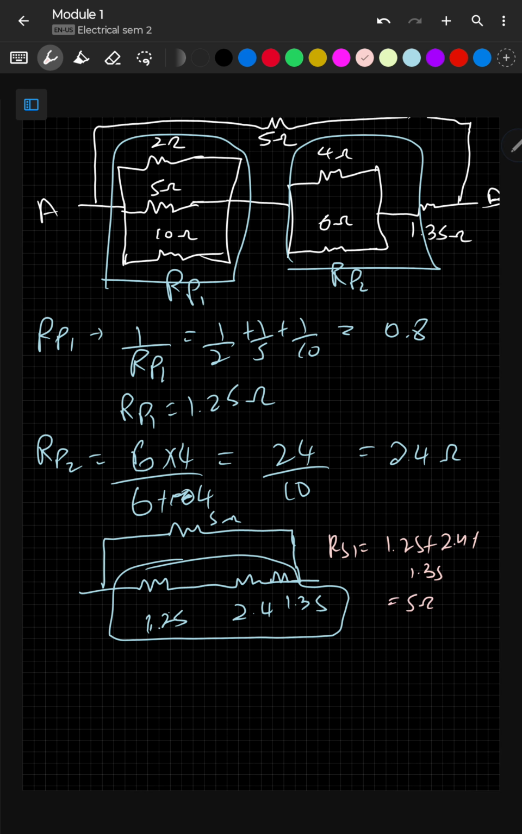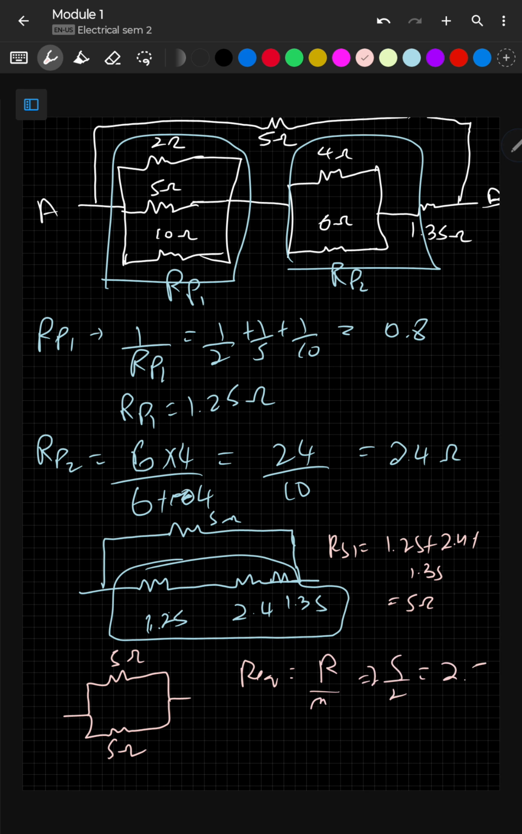Now let's redraw it again. 5 ohm and 5 ohm. So now either you can use an equivalent resistor for resistors in parallel, or you can use 5 into 5 by 5 plus 5. I'll use equivalent resistors in parallel. So R equivalent will be R by N, that'll be 5 by 2, that'll be 2.5 ohms. This is my R equivalent. That's it. We're done with this question as well.